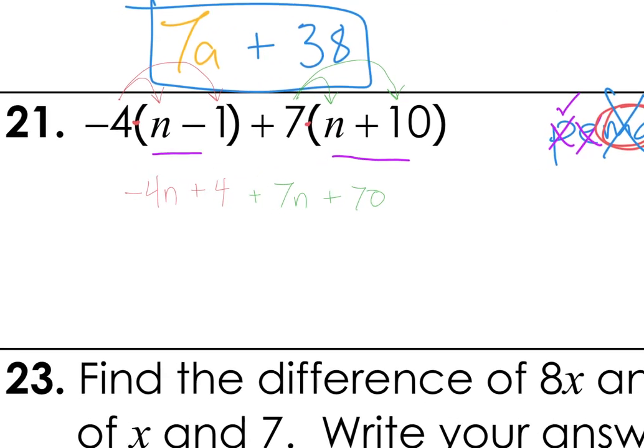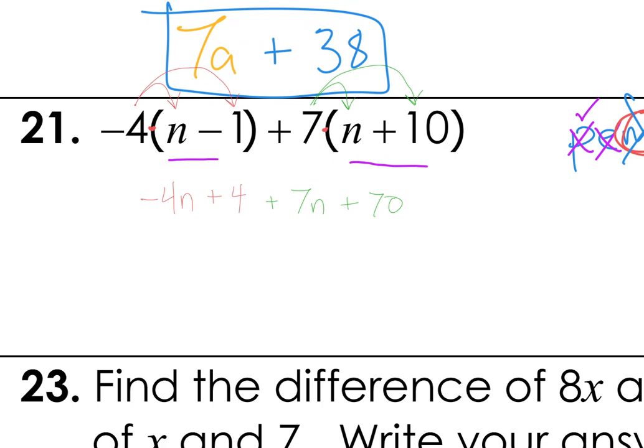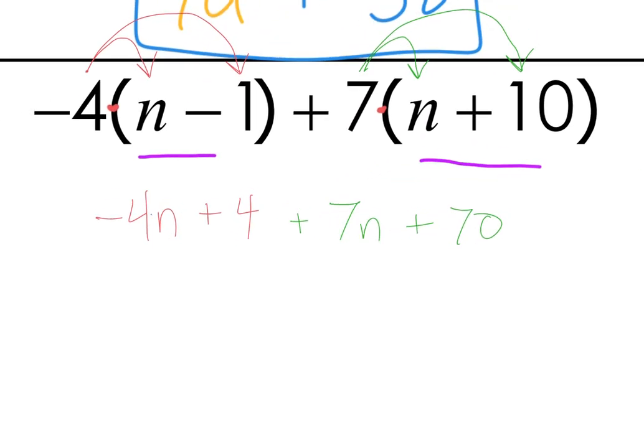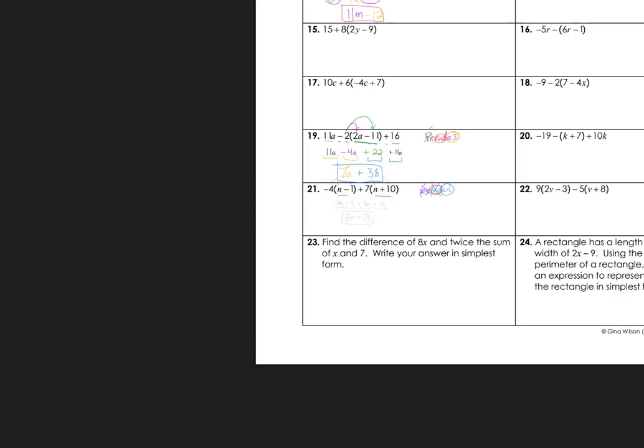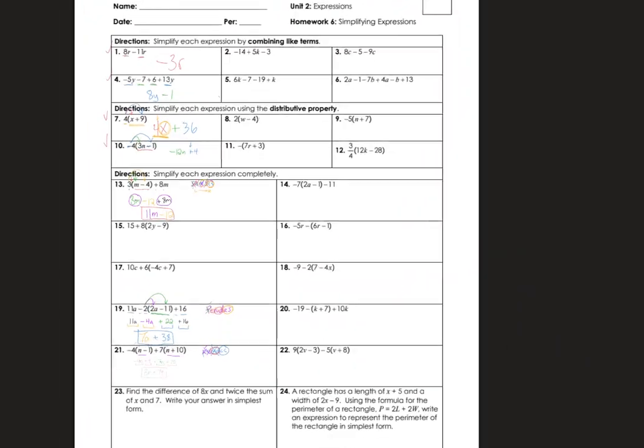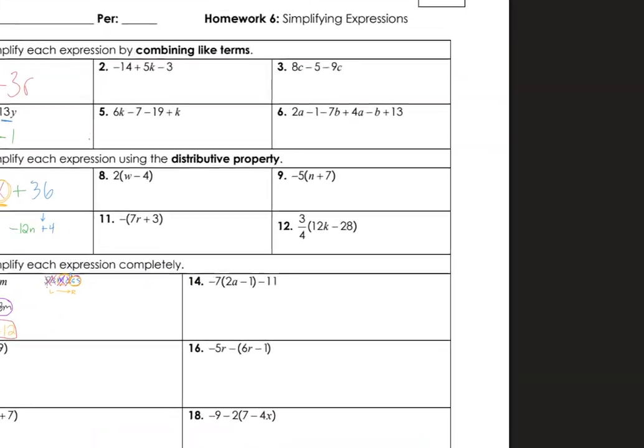Will you always be that way? Well, it depends on what's left over, right? Because again, this is technically multiplying right here, but we can't actually multiply those. Why not? They're already simplified. So, negative 4n plus 7n is 3n, plus 4 plus 70 is 74. That's it. Are there any others? You're going to want me to do the fraction one.